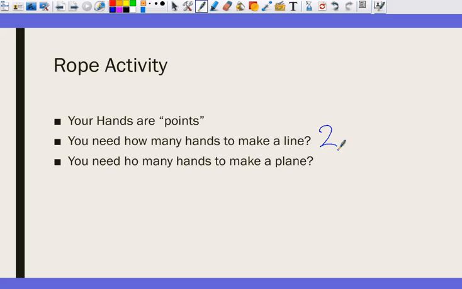All right, perfect. So, how many points? This is a flat surface, right? That's a definition of a plane. How many hands did we need minimum to make that? So, how many points did we have to use to make that? 3 points. So, you need 3 points to make a plane.